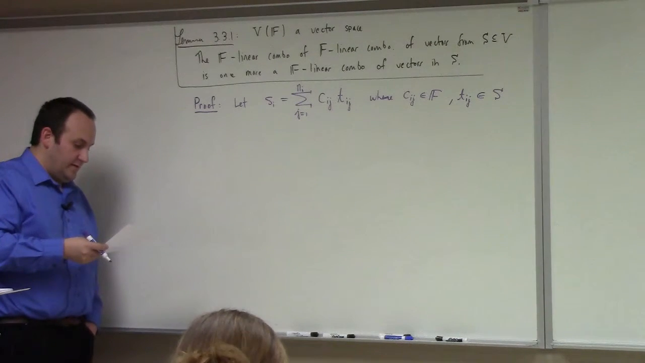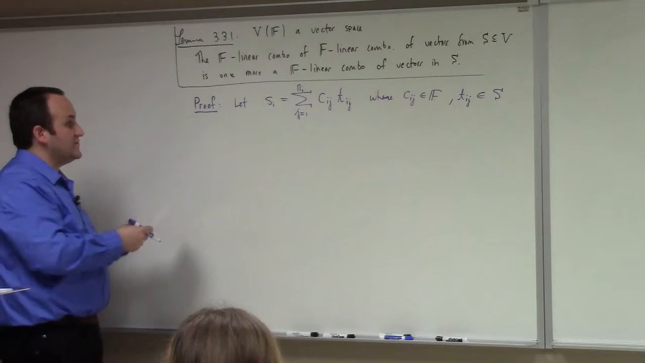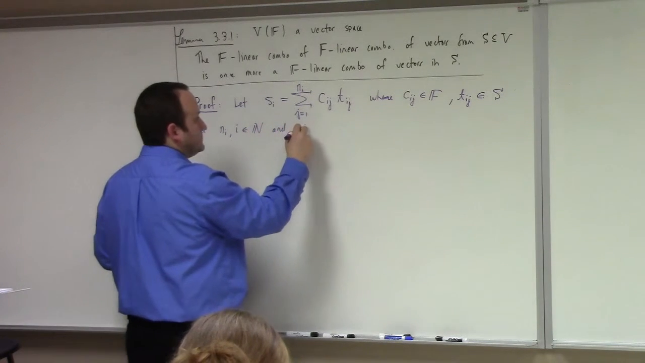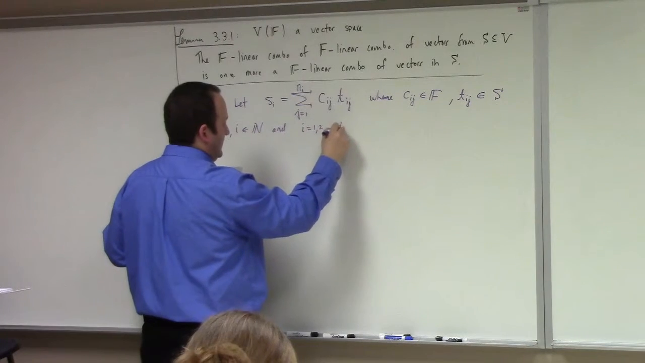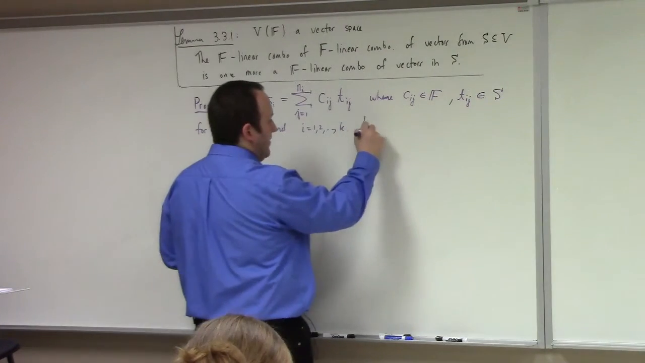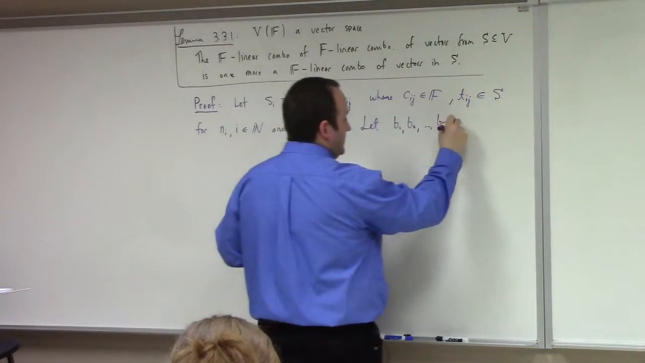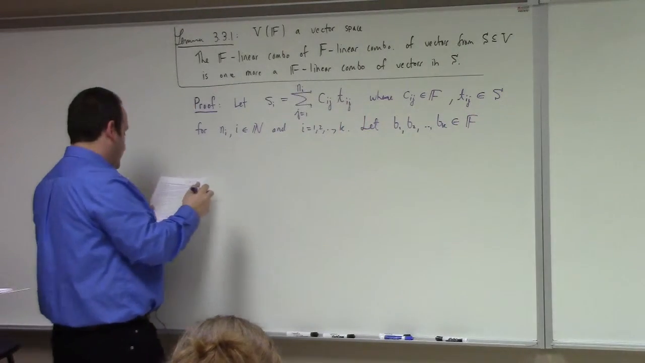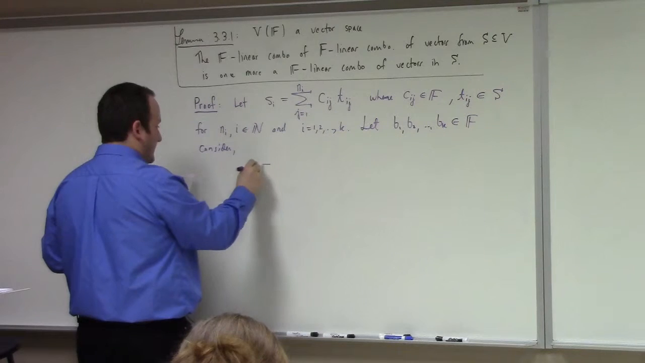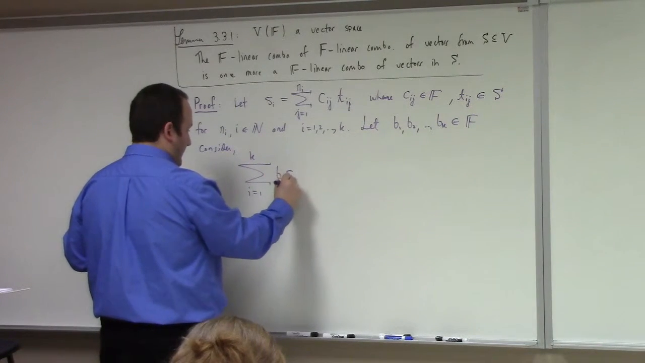All right, and this is for n_i positive integers, with i equals 1 to k. So this is for n_i in N, and i equals 1 to k. I guess that's a little bit redundant. Anyway, let's let b_1, b_2, ..., b_k be in the field, and consider the following. So what I'm going to look at is the sum, i equals 1 to k, of b_i s_i.